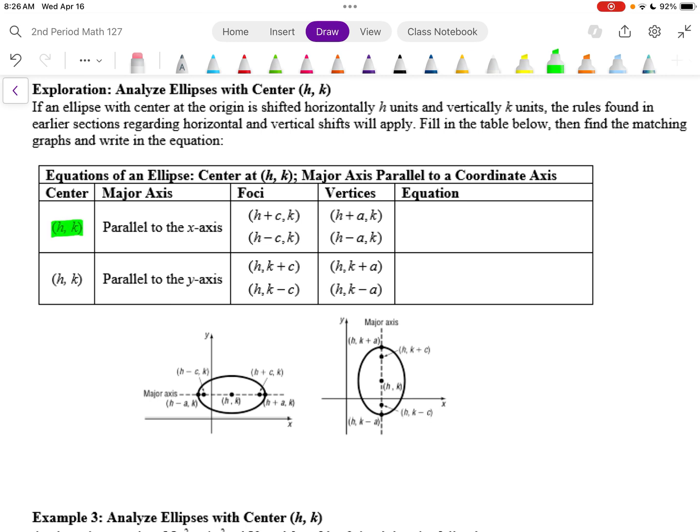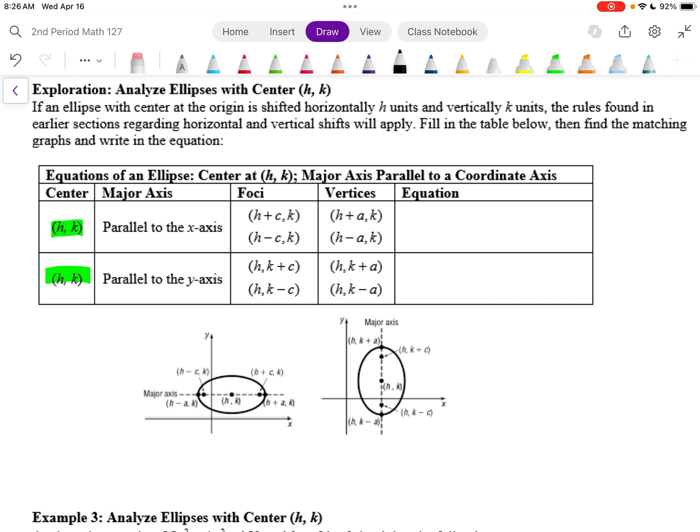Notice it is HK form. We've been doing HK form for years and years and years at this point. You can see the new-ish equations for foci and vertices. Basically, it's the same as what we've been doing. So if the major axis is along the x-axis, it's still plus or minus a, comma, something. It's just that now we have h plus or minus a, comma, k.